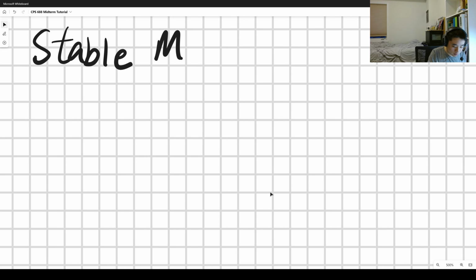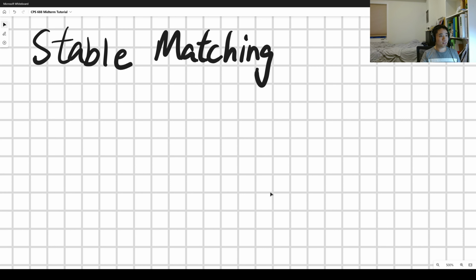So I'm going to write down stable matching. And by the way, if y'all need something clarified, or if y'all found that I said something wrong or made a mistake, just let me know as soon as you can. You can use your voice or you can just type it in the chat, whatever you like. Okay. So stable matching.